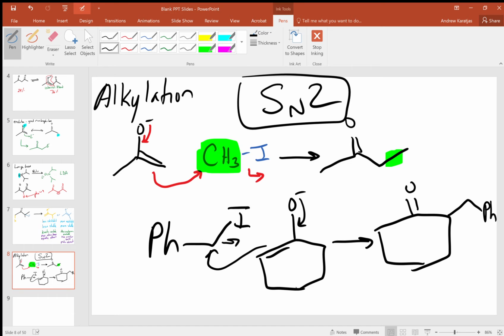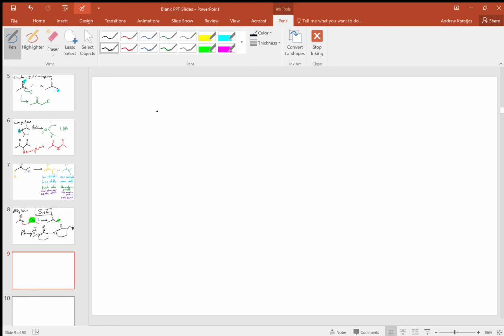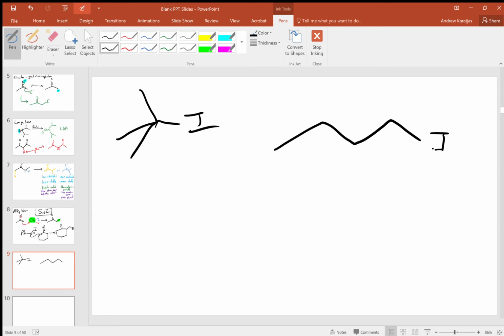But other electrophiles, ones that we would have said are bad for SN2, are also going to be bad for these alkylation reactions. So if you tried something such as tert-butyl iodide, just like it doesn't work for SN2, it's not going to work for this reaction because it's too sterically hindered. Same thing with one like this. Yes, it can work, but because you've got this neighboring hydrogen, you're going to get competition from elimination.